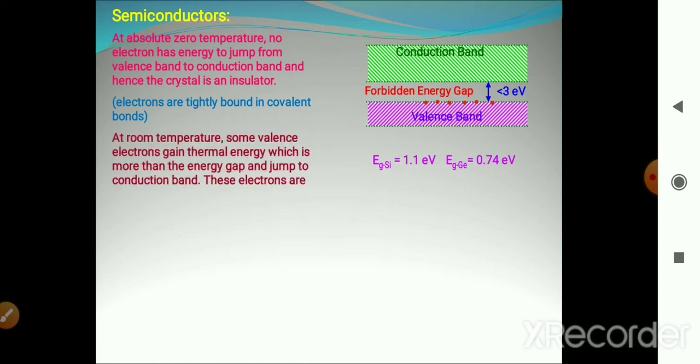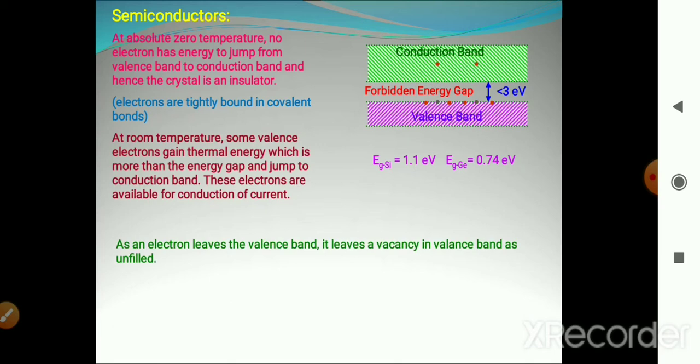At absolute zero temperature, all the electrons are tightly bound in their covalent bonds, or they are in valence band. Therefore, no electrons are available for conduction, or conductivity of semiconductor is 0. But at room temperature, when some of the electrons gain enough thermal energy to reach the conduction band, then the conductivity of semiconductors increases.